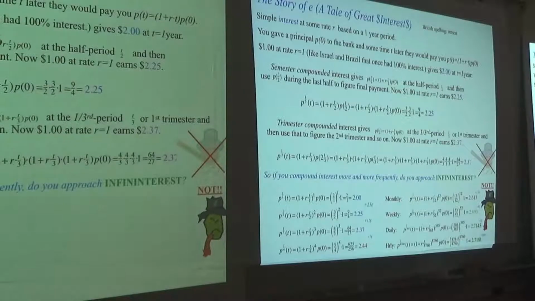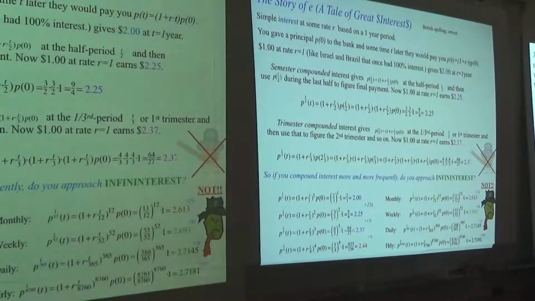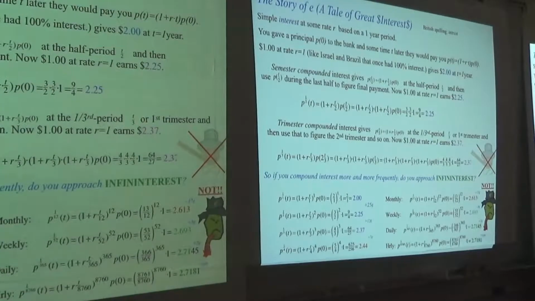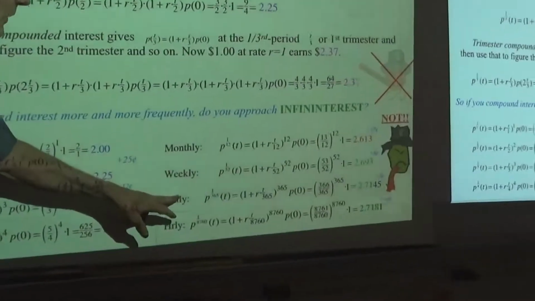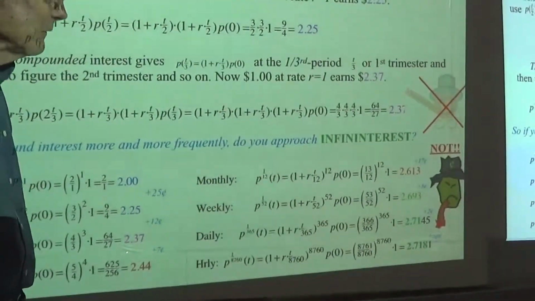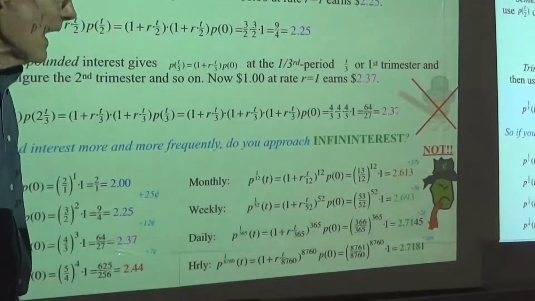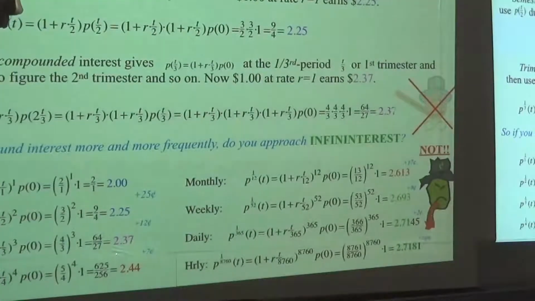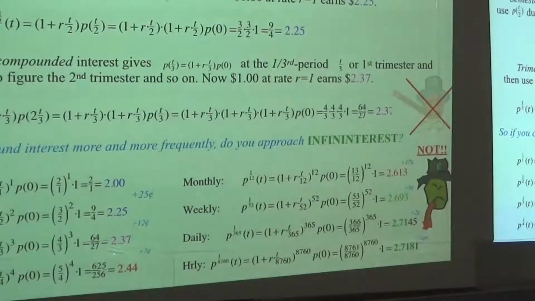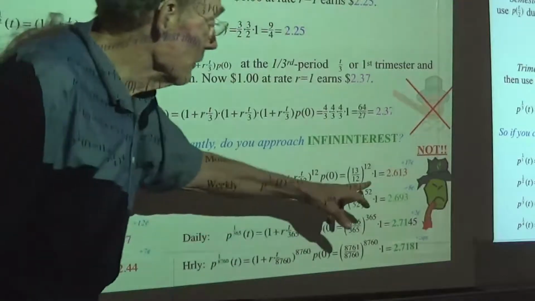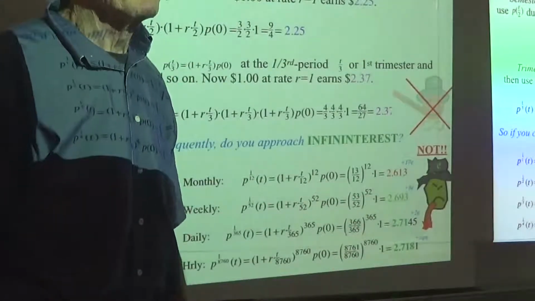And then if you get really fancy and you decide that you want to do it 12 times monthly, or 52 times weekly, or daily 365 times, or hourly, okay, you see, you get a number here which I think you recognize.